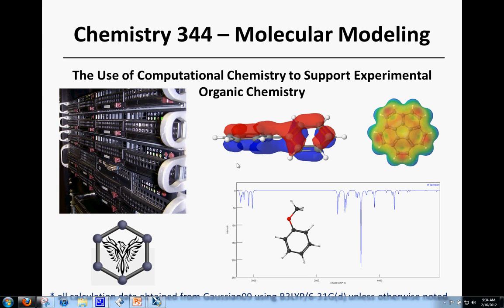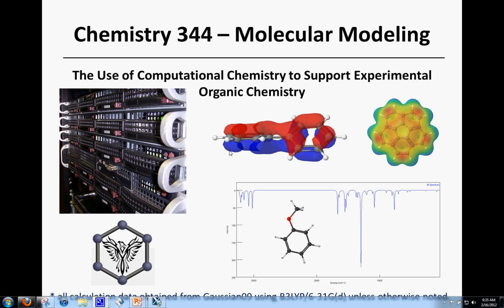This first experiment, Experiment 5, is designed to get you familiar with the types of calculations you'll need to do throughout the semester, as well as the type of reasoning that you'll need to do to interpret these output files and these images that you're going to see and make some chemical sense of them.